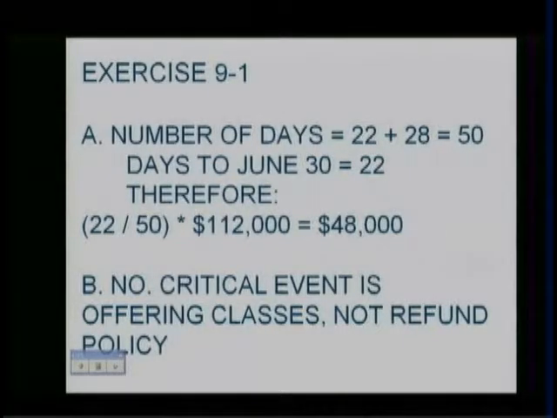In order to figure out how much goes where, we take the total number of days that are going to be in that summer session. So we take all the days in June, which is 22, and all the days in July, which is 28, and that gives us a total of 50 days. So up until the end of June, they will earn 22 over 50 of their revenue, and the next year they will earn the remainder, the 28 over 50. So for 2004, they'll earn 22 over 50 times $112,000, which is $48,000.